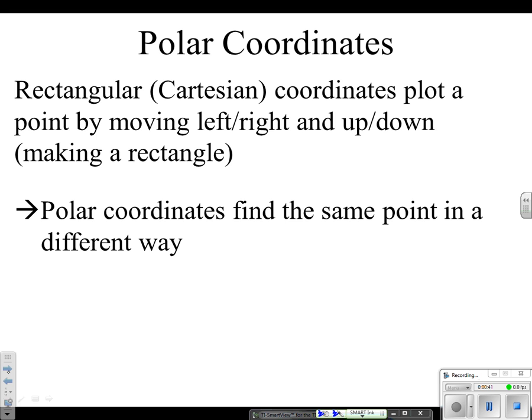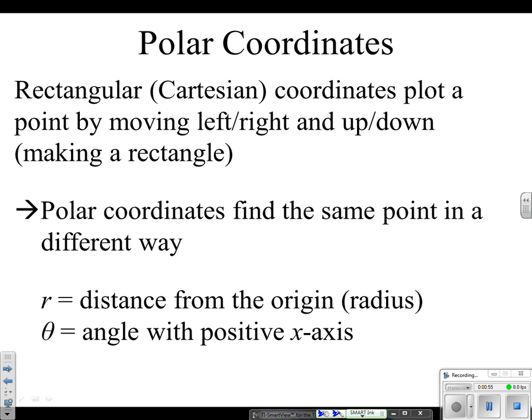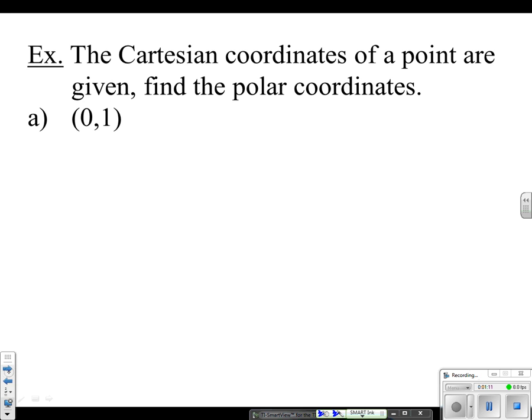Now, just to be clear, we're still going to graph on the xy plane. It's just that now we're not going to be graphing using an x coordinate and a y coordinate. We'll graph using different coordinates, and those coordinates are r and theta. R represents the distance from the origin, so therefore radius, and theta represents the angle with the positive x-axis. And by the way, that theta is the same theta that you used when you have done trigonometry in the past. So let's talk about how to go back and forth.